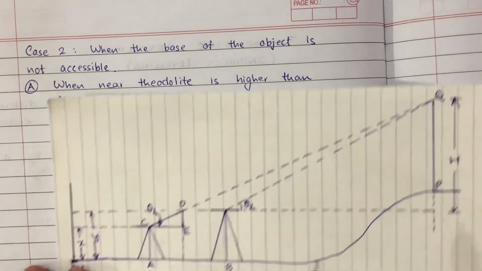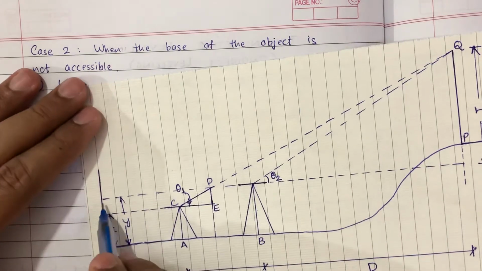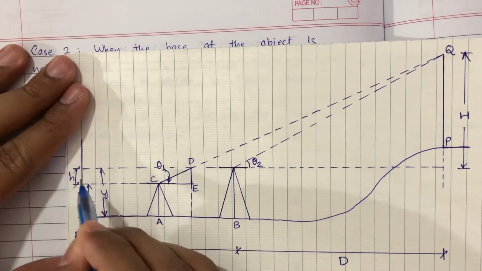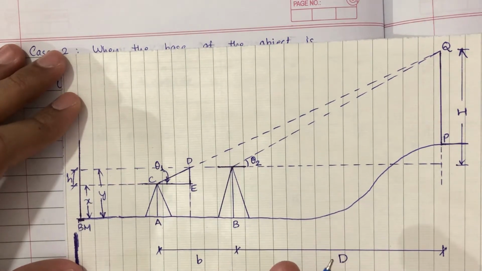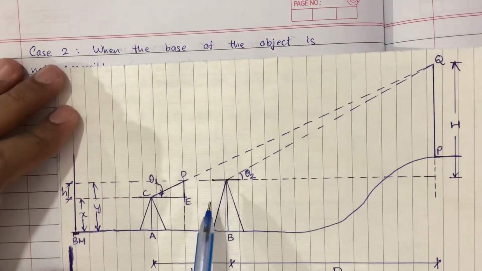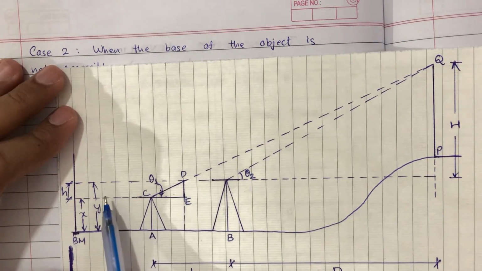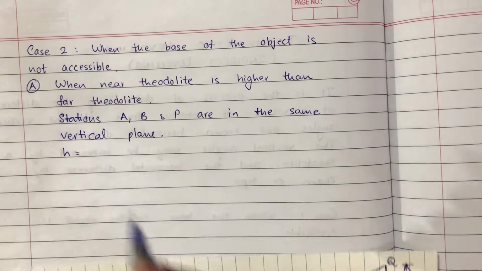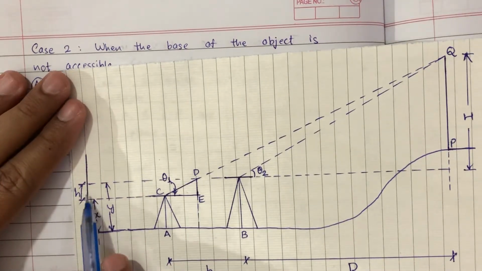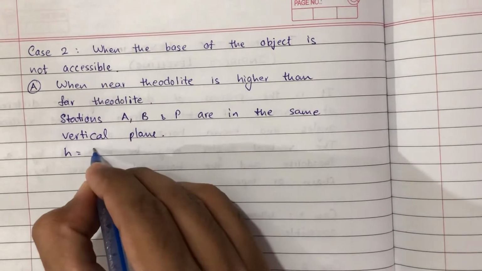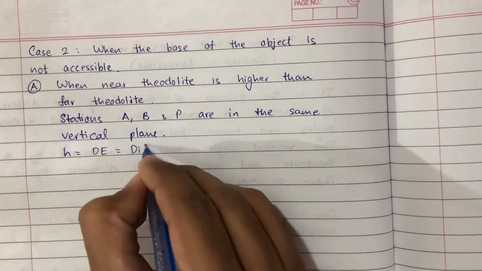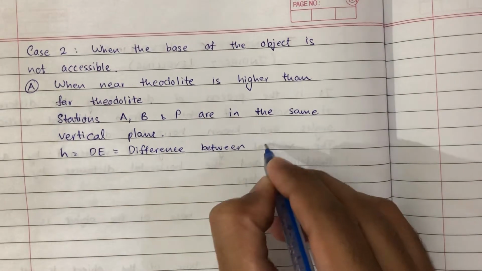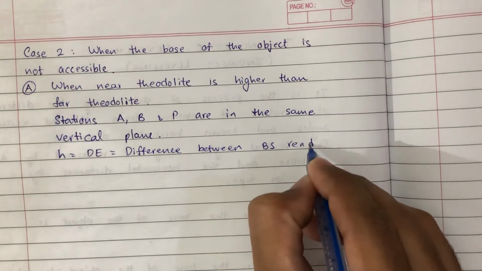Fine. Now let this small height be h, small h. This h is nothing but the difference between both the backside readings, that is this reading minus this reading, we will get h. So this h is equal to this d itself, isn't it? So h is equal to d, which is equal to the difference between the backside readings.